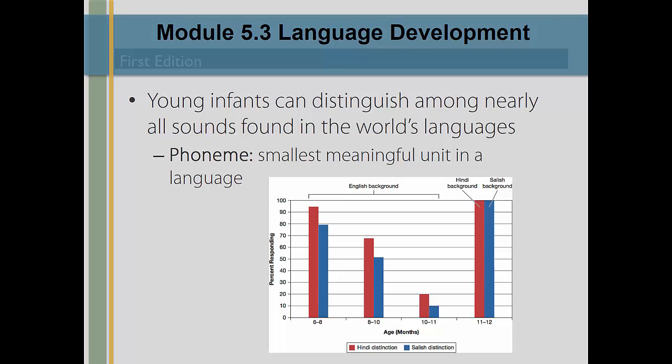In this figure, infants can distinguish among phonemes in their native language, and at 6 to 8 months, English-learning infants are quite good at distinguishing two sounds in Hindi and two sounds in a North American Indian dialect called Salish that are not used in English. By 8 to 10 months, this ability began to decline, and by 10 to 11 months, it was quite poor. In contrast, 11 to 12-month-old infants that were exposed to Hindi or Salish were quite good at distinguishing these phonemes.